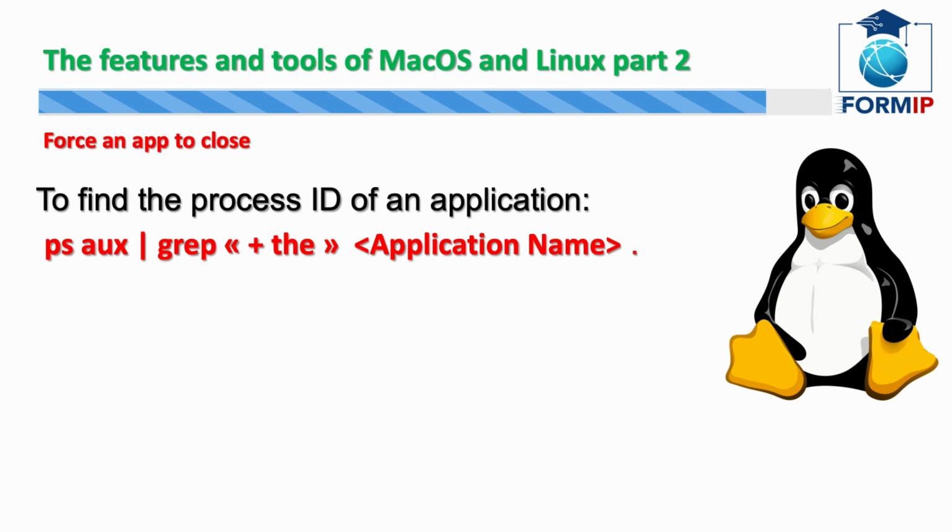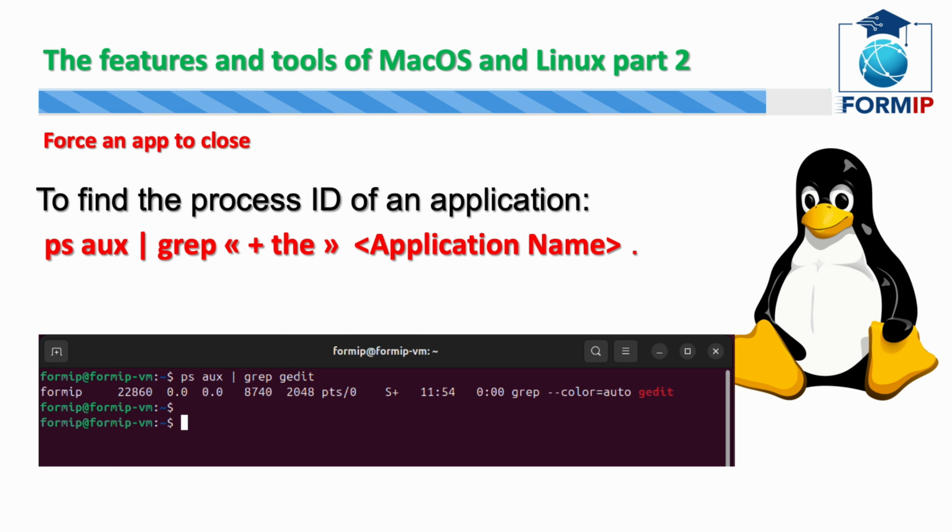To better understand, here is a small example with the Gedit application, which is the equivalent of the Windows Notepad on Linux. The first command, ps | grep gedit, allows you to list the processes. The process ID is the first number of the line, in our case, 22860. So, if we want to suddenly close the application Gedit, we just have to write kill 22860.